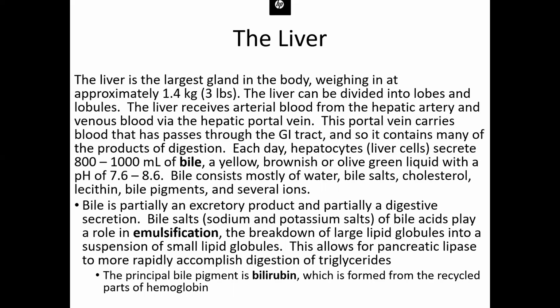One of the main functions of your liver is to produce what we call bile, about a liter of it a day, 800 to 1,000 mL. Bile is a yellow, brownish, or olive green liquid. Its pH is 7.6 to 8.6 and it is made mostly of water, bile salts, cholesterol, lecithin, bile pigments, and several ions. It's partially an excretory product.